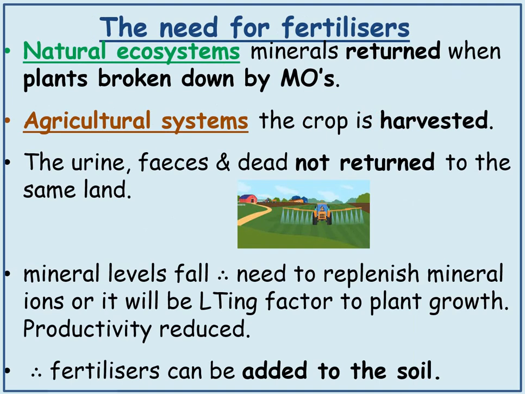The need for fertilizers. In natural ecosystems, minerals are returned when plants are broken down by microorganisms. However, in agricultural ecosystems, the crops are harvested and therefore taken away from the environment. The urine, feces and dead organic matter are not returned to the same land. Mineral levels fall, so mineral ions need to be replenished or they will be the limiting factor for plant growth, and therefore productivity will be reduced. Therefore, fertilizers can be added to the soil to overcome this problem.